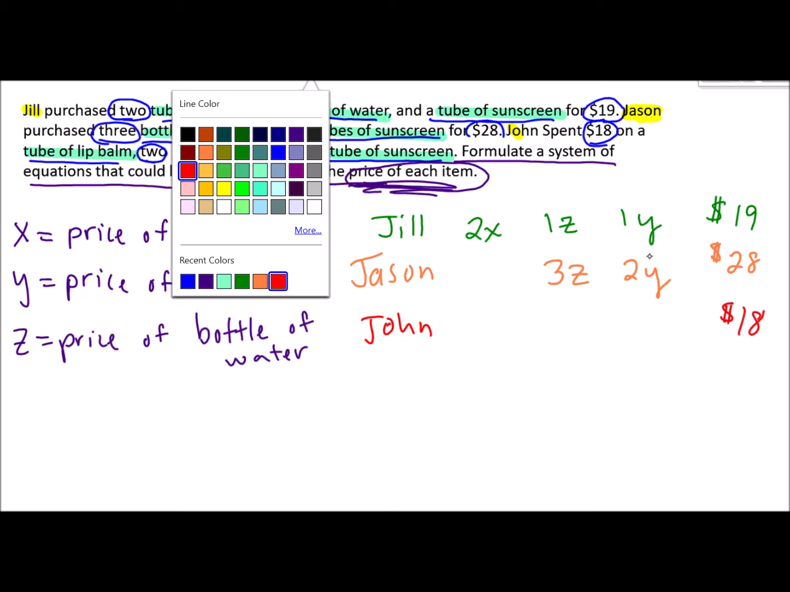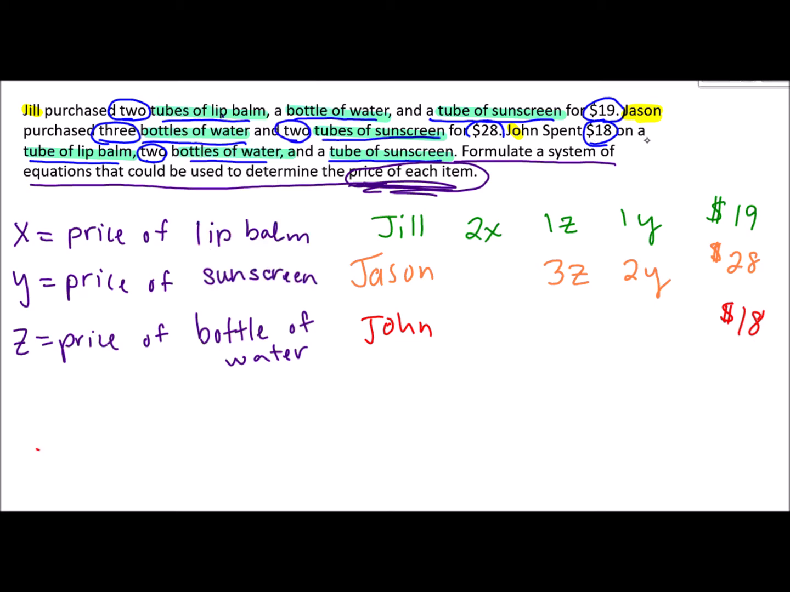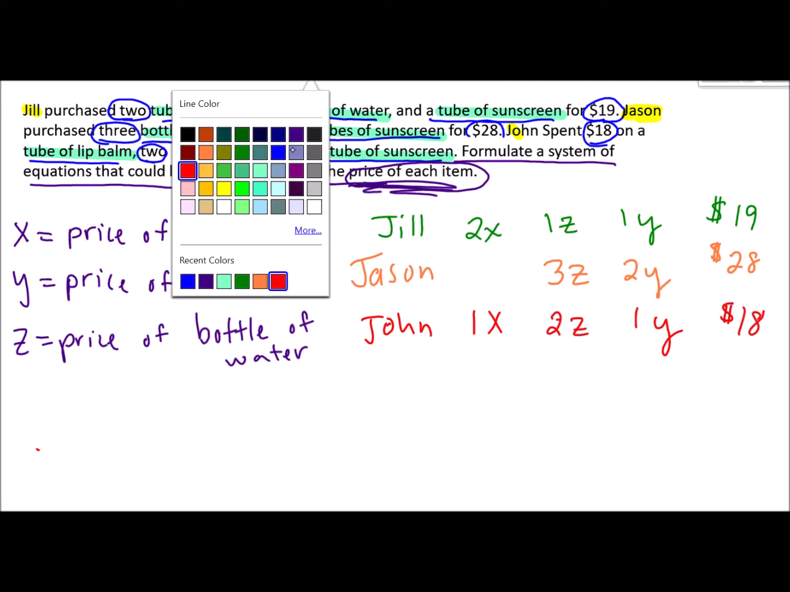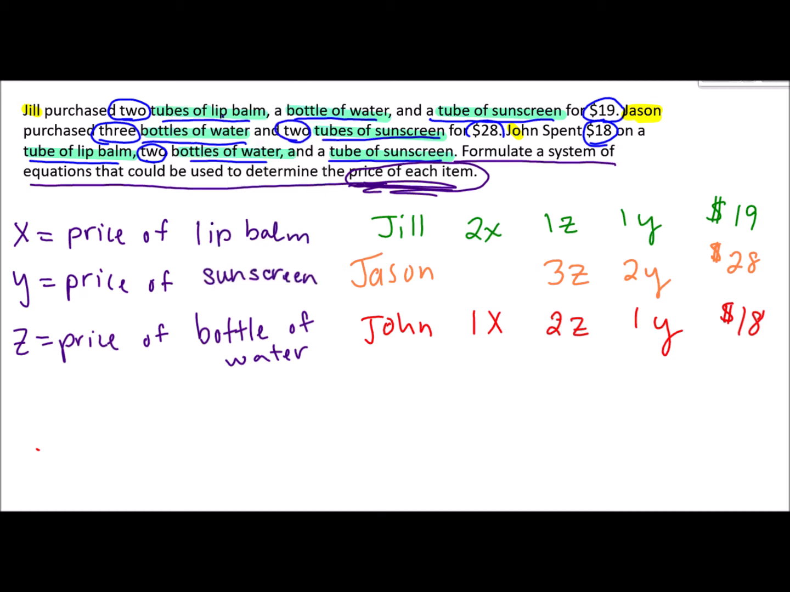John spent $18, okay, and then he got a tube of lip balm, so 1 X, 2 bottles of water, so 2 Z, and a tube of sunscreen, so 1 Y. Now each of them bought a certain amount of things. Our X, Y, and Z are the cost of each of them.